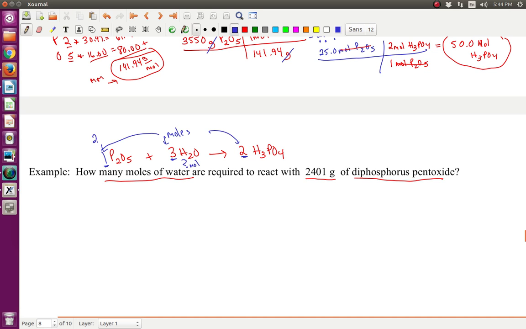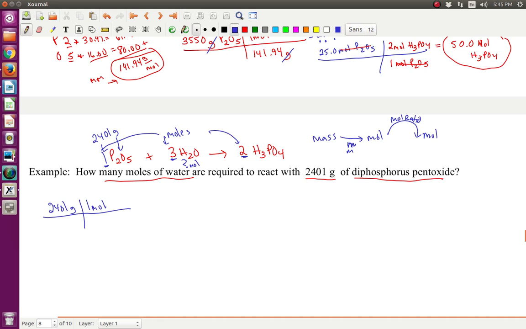So 2,401 grams of this stuff. If I have this much, how much water do I need? So this again is going from the mass. We've got to turn it into moles using the molar mass. And then I've got to use the ratio bridge to get to the new moles. Right here, this is the mole ratio to get to the new thing. So we take the mass of diphosphorus pentoxide, 2,401 grams, and turn it into how many moles that is equal to.